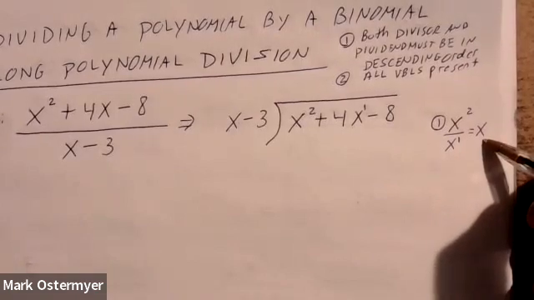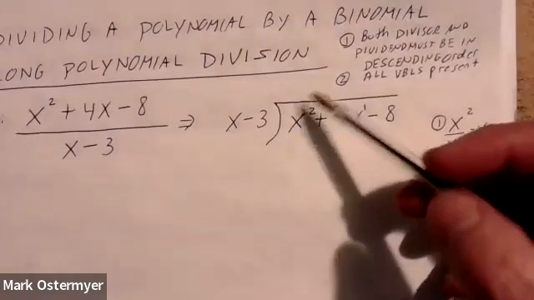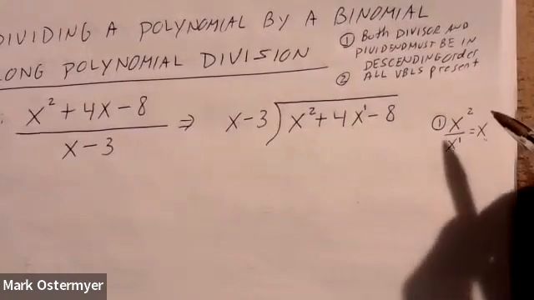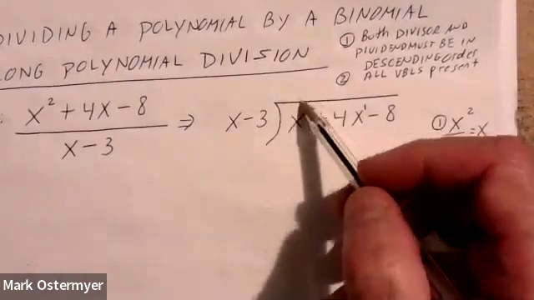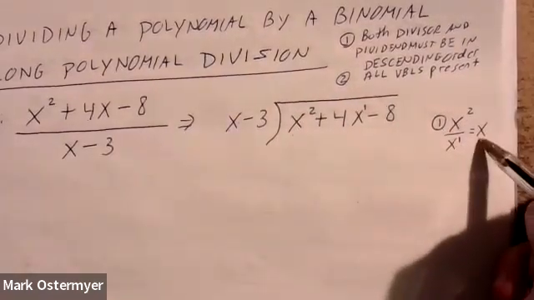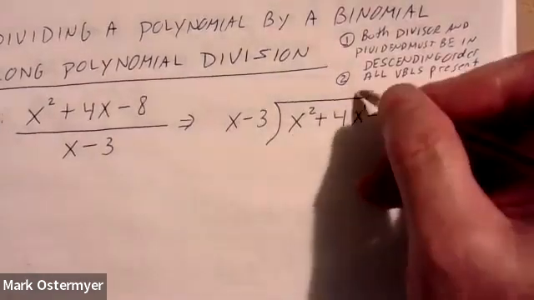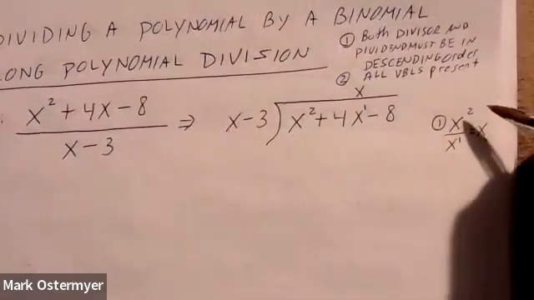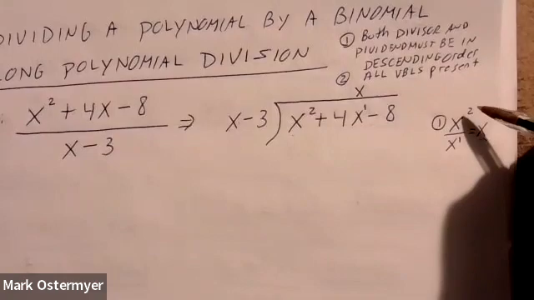X is going to be the first term in my quotient. Now, oddly enough, the way most textbooks show this is authors like to leave like terms lined up in columns. So it's strange because you would think that we'd put the x above the x squared because we divided x into x squared. Your author's not going to do that. Because your first term of your quotient is x, your author's going to put it above the 4x because your author wants to leave like terms lined up in columns when performing long polynomial division.